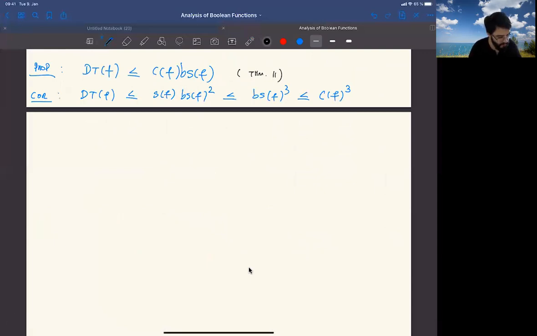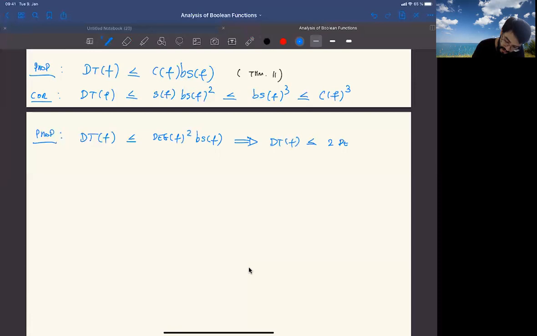And then to finish, I want to do another result. So, proposition: the decision tree complexity is less or equal than the degree of f squared times the block sensitivity of f. And that implies as a corollary that the decision tree complexity of f is less or equal than twice the degree of f to the power 4. Okay, so that already shows that the decision tree complexity and degree are polynomially related.